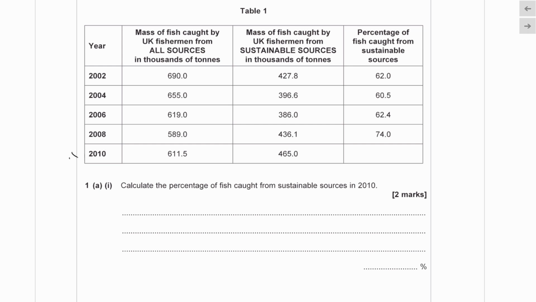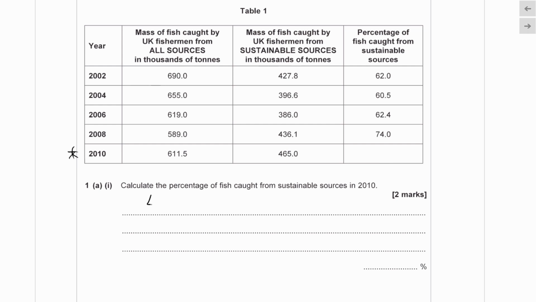Right, so we're looking at this row here because it's 2010. First column is mass of fish caught by UK from all sources, right? The second column is sustainable sources, and then the third column is percentage caught, right? And obviously we've got this gap here and we've got to work it out. Well, to find out a percentage of anything, it's a fraction. So it is the amount by sustainable divided by the total amount caught by all sources.